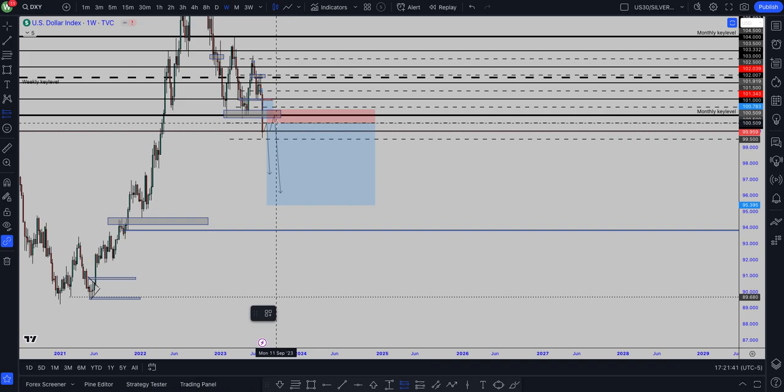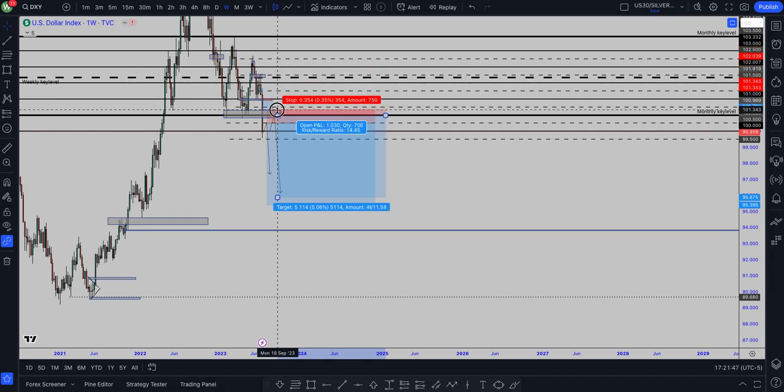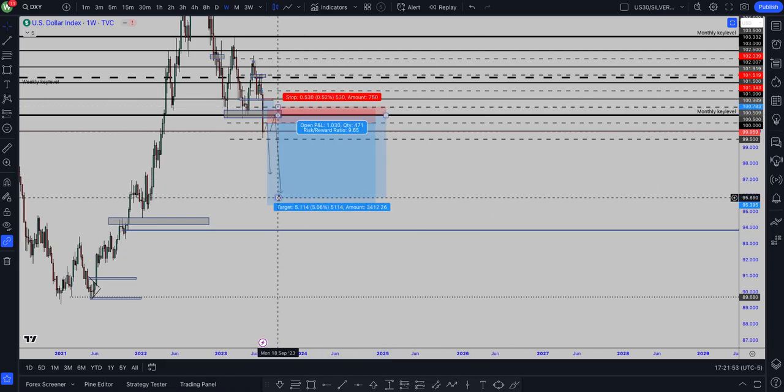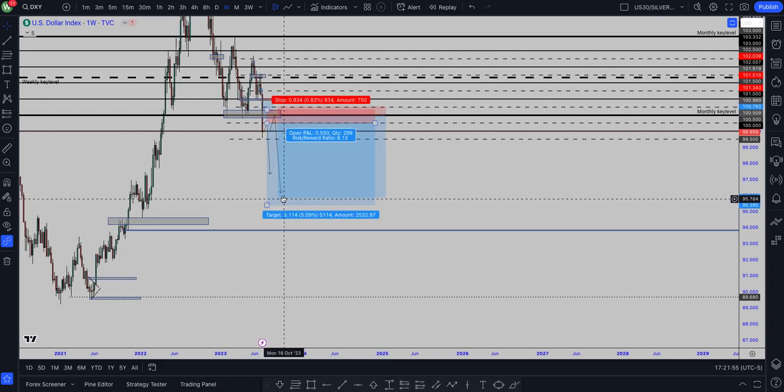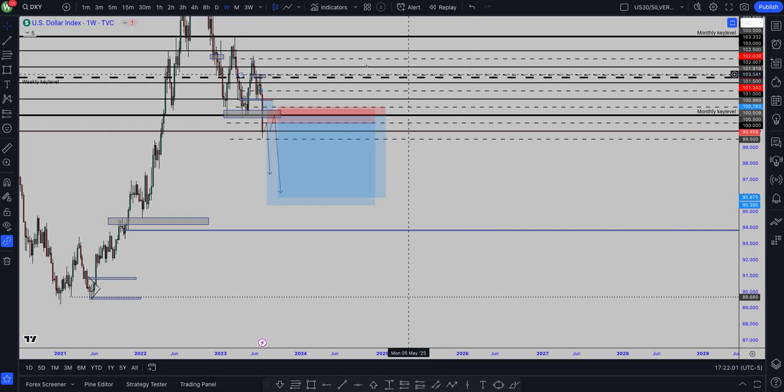So another one we can say is this. So you might see the market come all the way back into the zone. So this is USD, right? No, not USD, dollar index. This is what I think will happen with the dollar index.